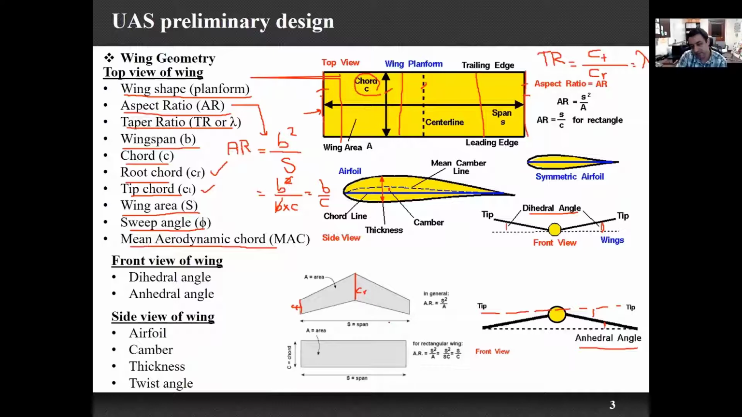As we said, this is the wingspan of the wing. I just connected the two tip chords together, this horizontal line, and it gives me the wingspan. This wingspan divided by surface area gives us the aspect ratio, as we can see here for this wing shape, which is a tapered wing shape, and this is a simple rectangular wing shape.